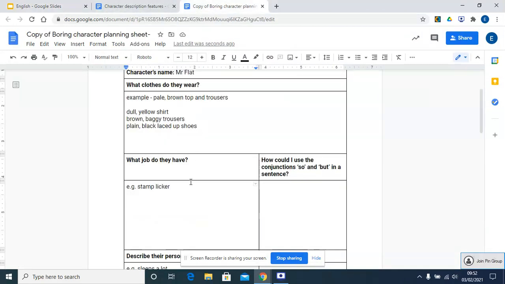So we've got stamp licker here. I think a frozen tea taster is even more boring than that. And then you've got another column here that says, how could you use the conjunction so or but in a sentence here? So we need to think about a sentence about what job they have and how we could get so or but in here.